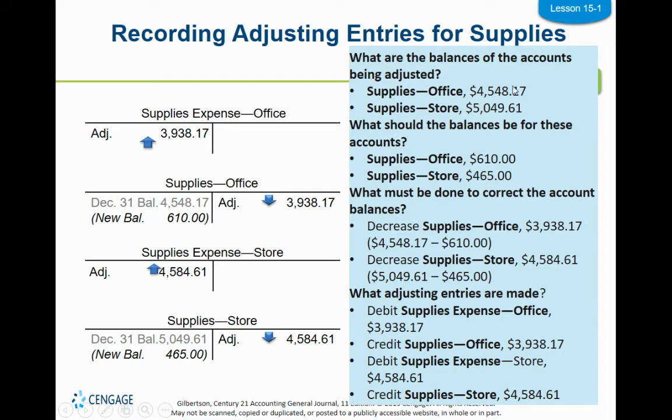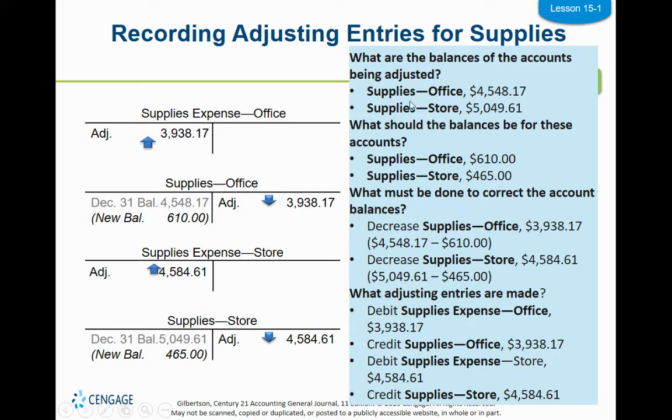So what are the balances of the accounts being adjusted? Supplies office account is $5,448.17. Supplies store is $5,049.61. What should they be? These are the balances that they should be. Remember, just like we did the activity in class where you counted up all the inventory for supplies, and then you did the adjustment. That's basically what they're doing. They're doing a physical inventory at the end of the fiscal period and find out that these are the value left in those supplies accounts at the end of the month.